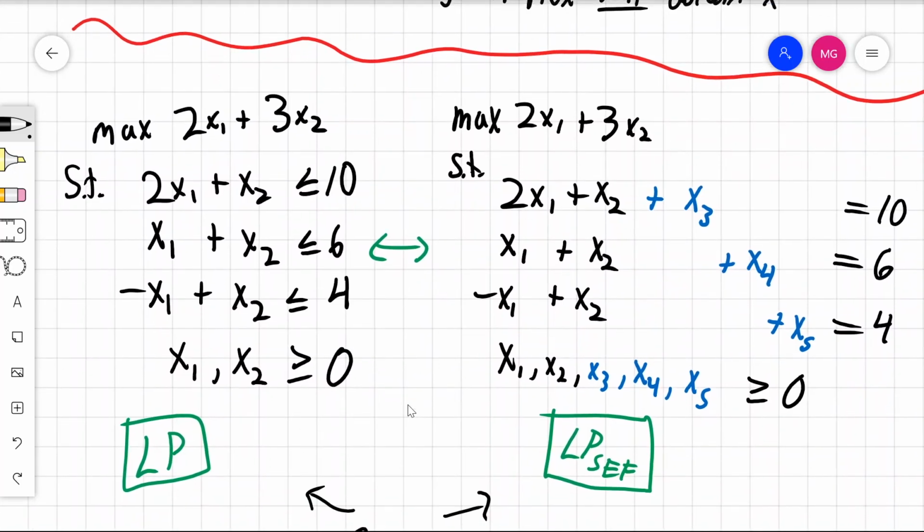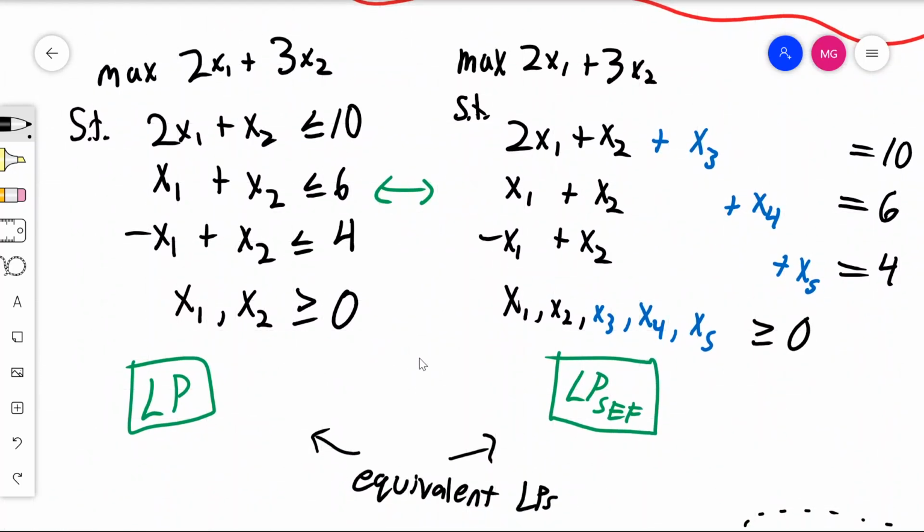And the idea is that they're equivalent linear programs in the sense that it's true that there are more variables here, but for any 5-tuple x1, x2, x3, x4, x5, that's just a point in space, and that point in space bijectively corresponds to a coordinate pair x1, x2, just in the two-dimensional space that we were originally working with.